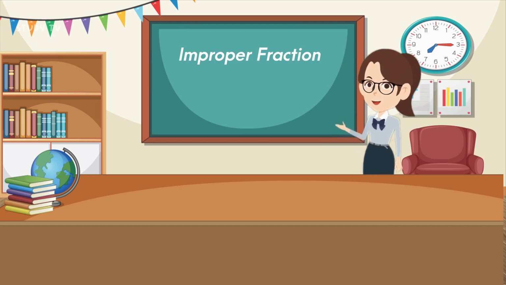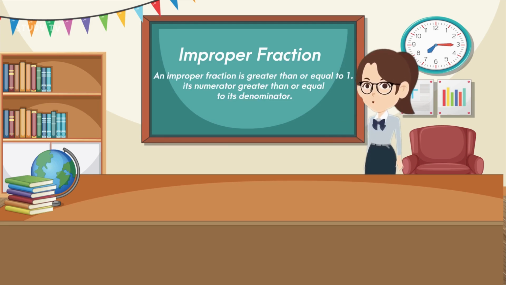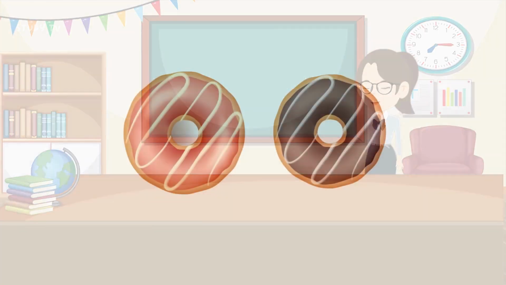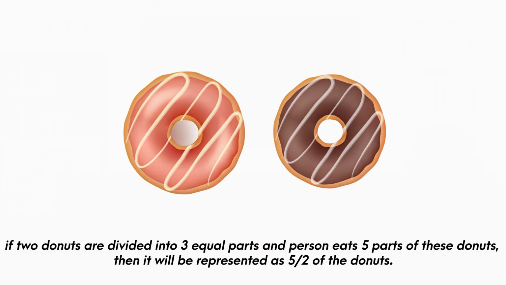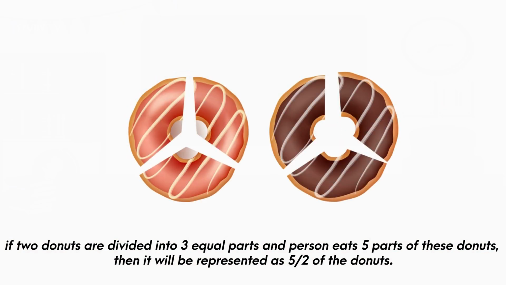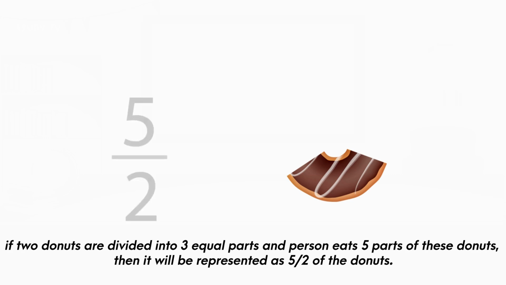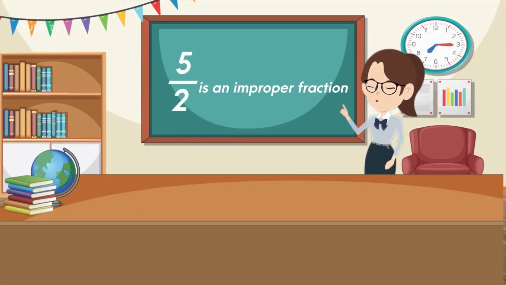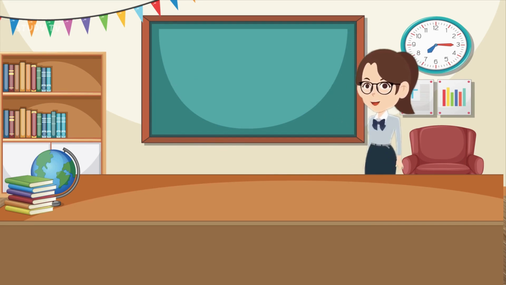Improper fraction. An improper fraction is greater than or equal to 1. Its numerator is greater than or equal to its denominator. If 2 donuts are divided into 3 equal parts and a person eats 5 parts of these donuts, then it will be represented as 5/2 of the donuts. 5/2 is an improper fraction.